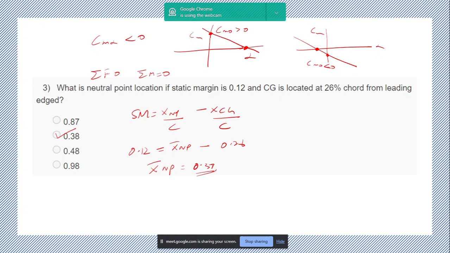So for longitudinal static stability, this is the only requirement: Cm alpha has to be less than 0. That is the only requirement. There should be no confusion.